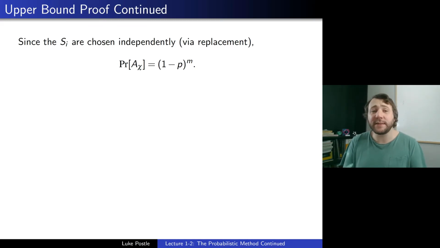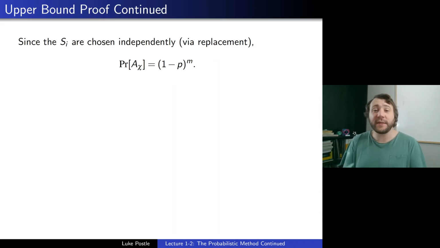Okay, so now we can actually proceed to calculate the probability of A_chi, and here's where replacement is useful. Since the S_i are chosen independently, the same one may be chosen repeatedly, you can see that then the probability of A_chi is just (1 minus P) to the M. Right, so P was our probability to be monochromatic, and 1 minus P we want to avoid.